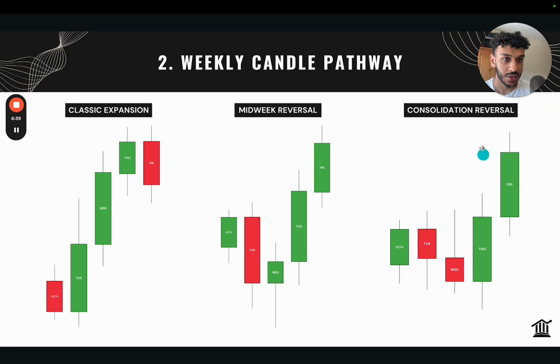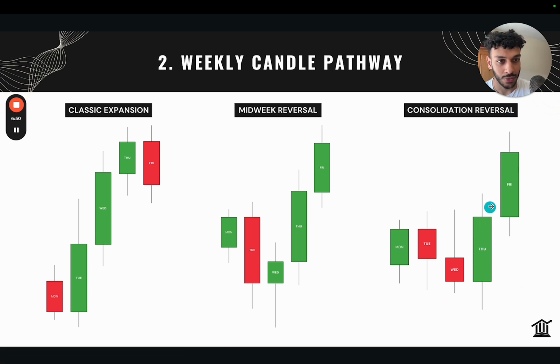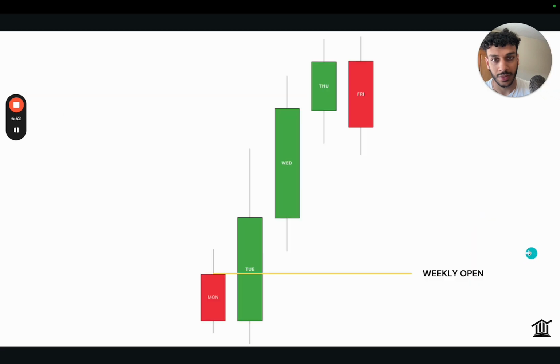But for argument's sake, we have consolidation reversal, which is basically when we consolidate for the first 3 days of the session, we tap a higher time frame PD array on Thursday, and then we expand on the last 2 days of the week. Okay, so how do we actually use this in each profile?